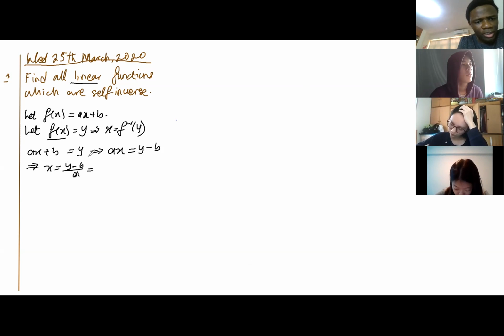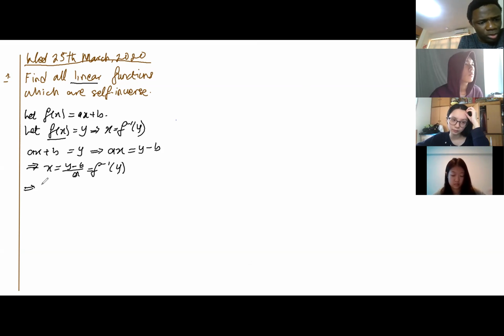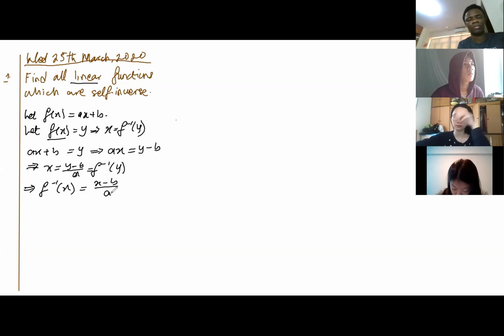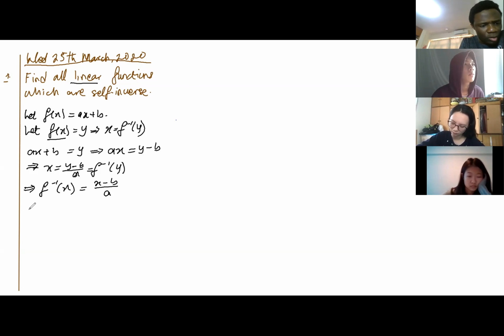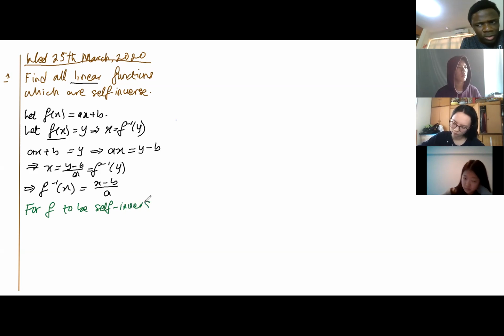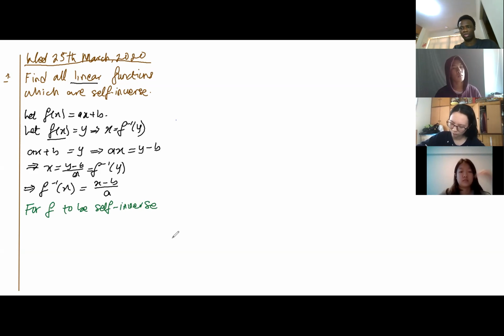And this x is actually f inverse of y. So we can conclude that f inverse of x is x minus b divided by a. Okay. So for this f to be f inverse, for f to be self-inverse, tell me the next thing I need to say.